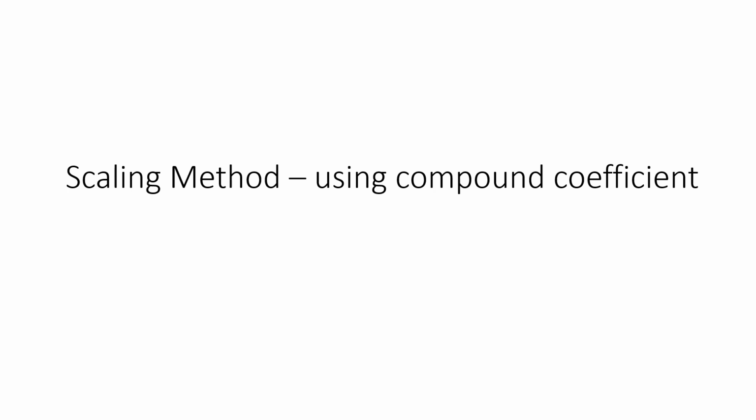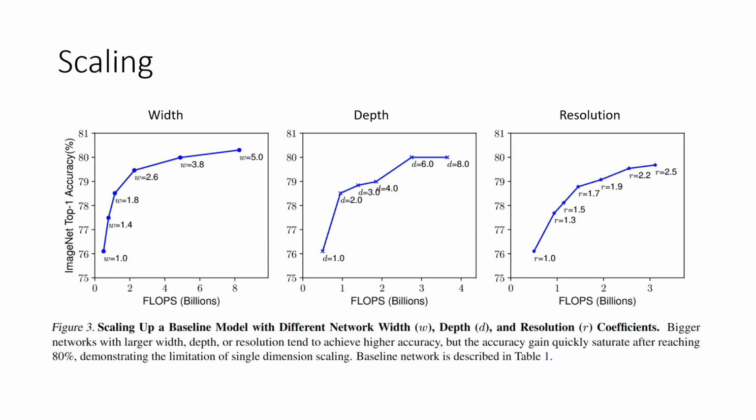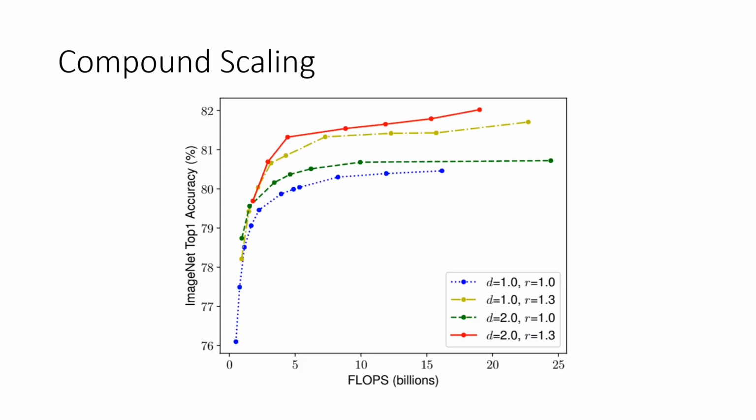And let's talk about the scaling method using a compound coefficient. Scaling is all about three dimensions: width scaling, depth scaling, and resolution scaling. Compound scaling is scaling several dimensions simultaneously. Like on the graph, it is depth and resolution scaling, and it is represented by the red line.